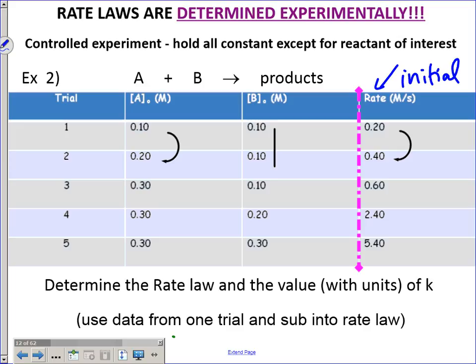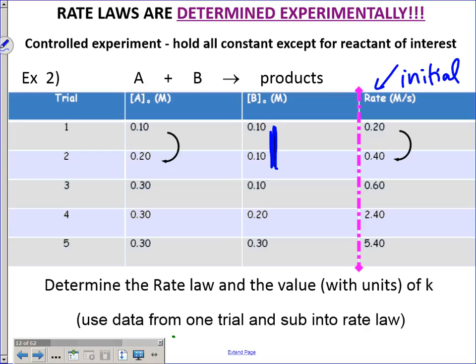So the way you compare trials is that you have to find trials where you have one constant and one variable that's changed, right? So in this case, I'm choosing trials 1 and 2, where B's concentration is staying the same. So is B really going to be influencing the change in rate at this point? No, because, I mean, it's going to have an order. We'll assign an order to it, but it's not the variable I'm changing to see how it influences the rate.